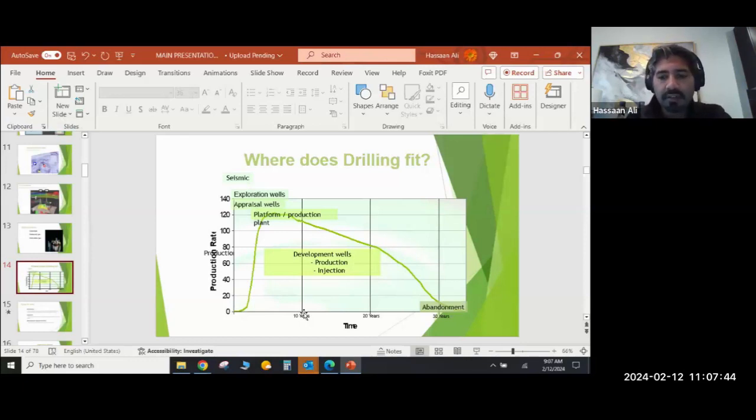And when it runs out, it goes into a phase of the life cycle of the well called plug and abandonment, P&A. Eventually, you will do the remedial work. You will cut the casing, plug the well, and remove the wellhead. And then eventually it will come to a point where nobody would even recognize there was an oil and gas well here.